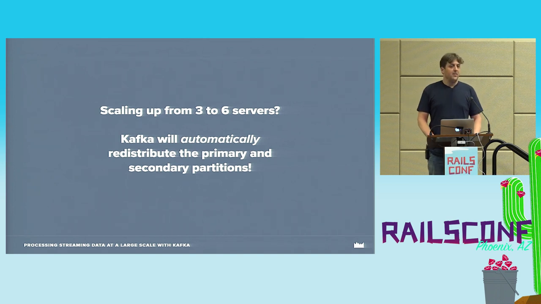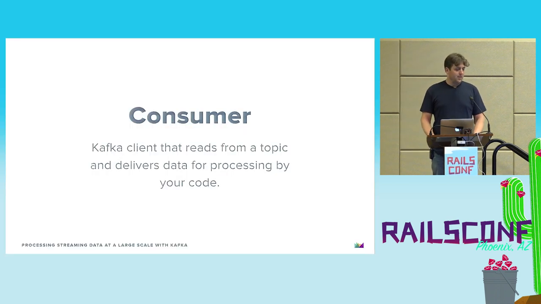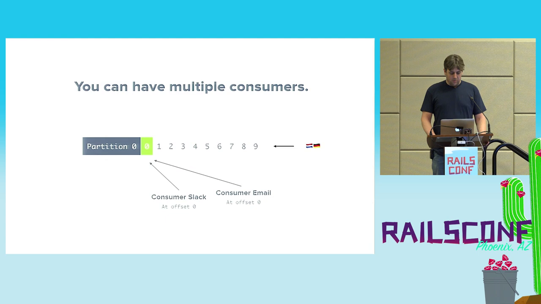So the fourth and final concept I will now tell you about in more detail is the consumer. The consumer is this Kafka client. It's basically comparable to a database driver or a Redis client. It lets you listen to a topic. And one of the great things about Kafka is that you can have multiple consumers which all keep track of their own offset.